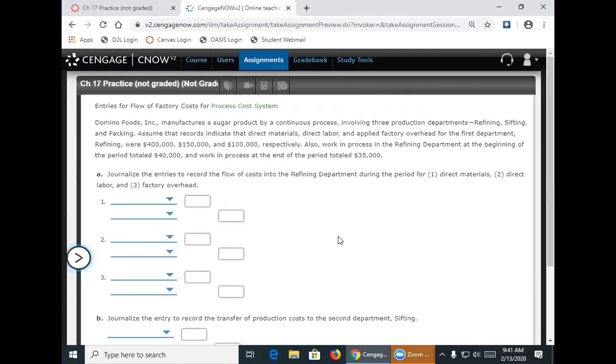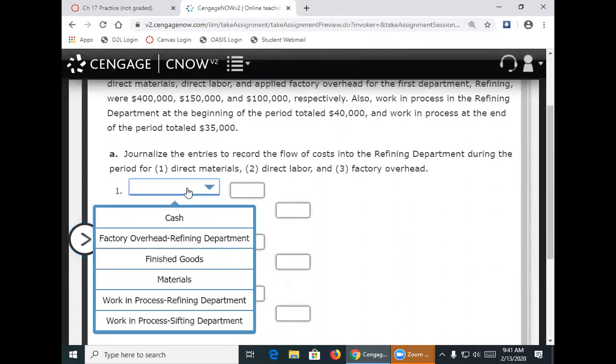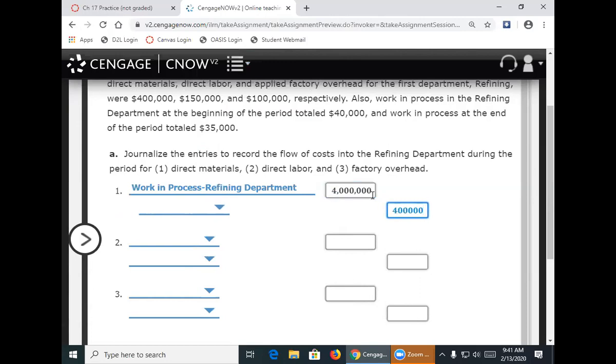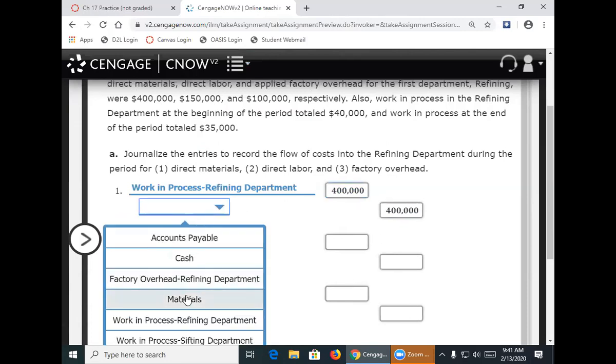So we have work in process refining. This is the same as last chapter. We are just adding more than one work in process. So your journal entries, the only difference is instead of just saying work in process, I want to say work in process refining. So number 1, when we're journalizing materials coming in, we're going to debit work in process refining for those direct materials of 400,000. And what would I credit? Not 4 million. Materials. Very good.